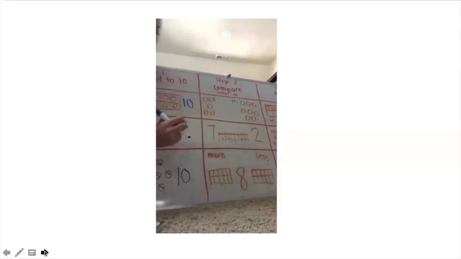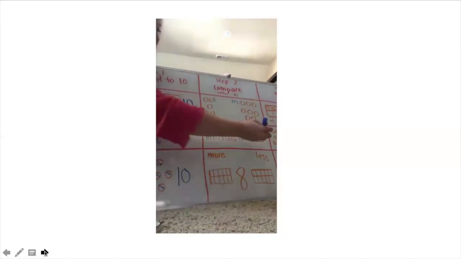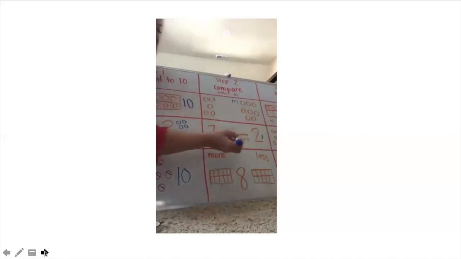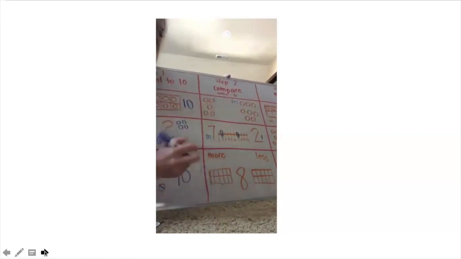Now let's take it down to some numbers. If I see the number 7 and the number 2, which one has more? 7 has more, and 2 is less or fewer. Let's check it out on a number line. Here's 7, and here's 2. So remember, if it's more, you want more of it. I want more cookies. I want 7 cookies. I don't want 2 cookies.